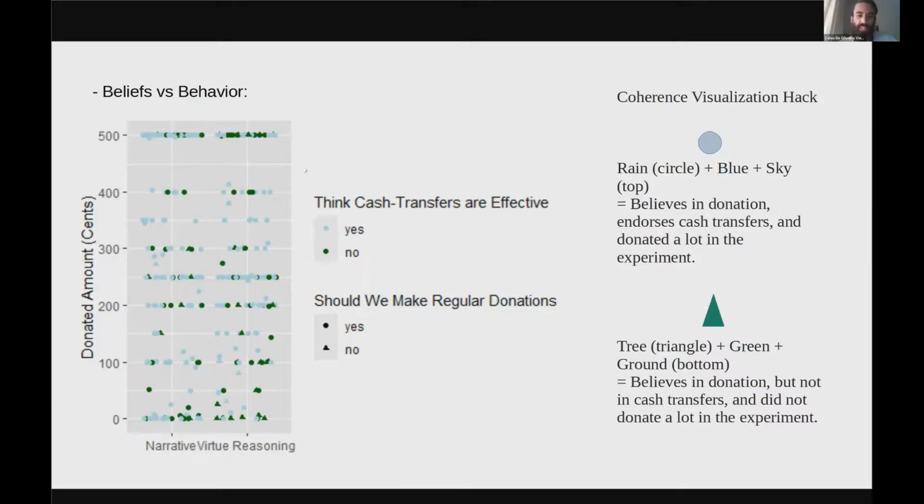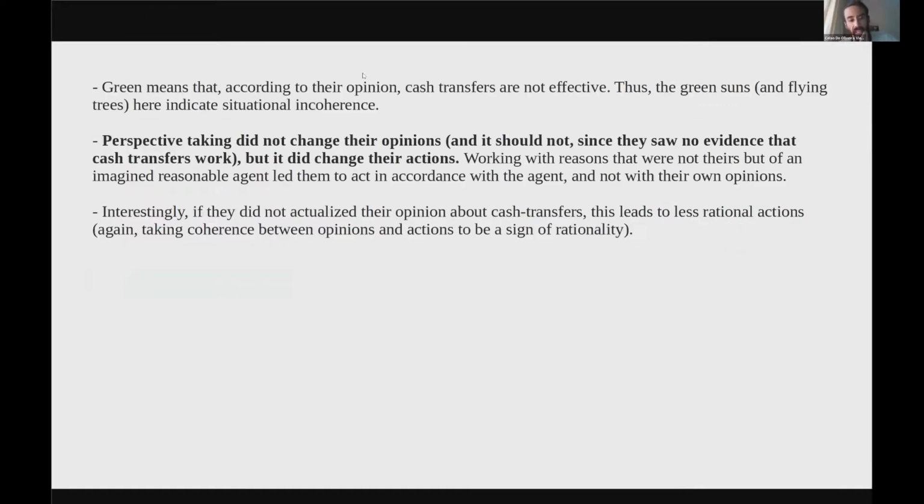And yet, even if they believe that, they donated a lot. We must remember that these questions were asked after they had donated. If they had changed their beliefs, they would have responded yes, but they still responded no. So it's really curious, and we are excited to explore that, because they took the perspective of a reasonable agent. It didn't make them change their beliefs, but it did change their actions.